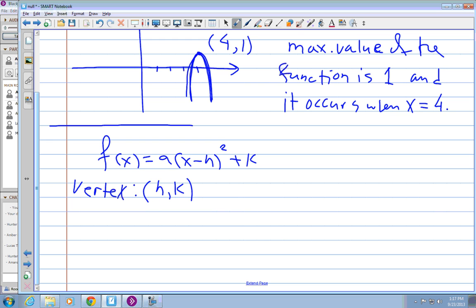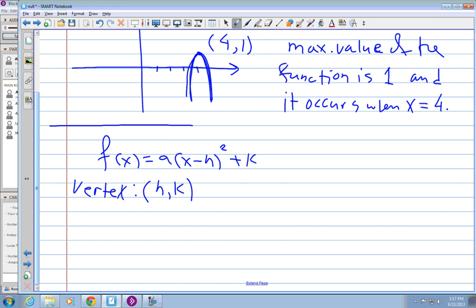Agree with that? H is your horizontal shift, K is your vertical shift. Now, A doesn't really play a role in the vertex, right? All A does is stretch the graph of this function. The only role that A plays is determining whether we have a maximum or a minimum.